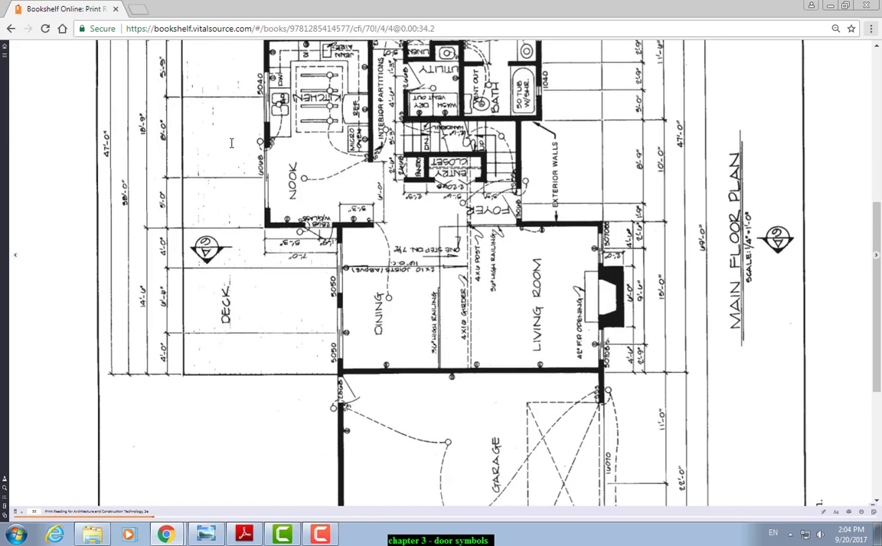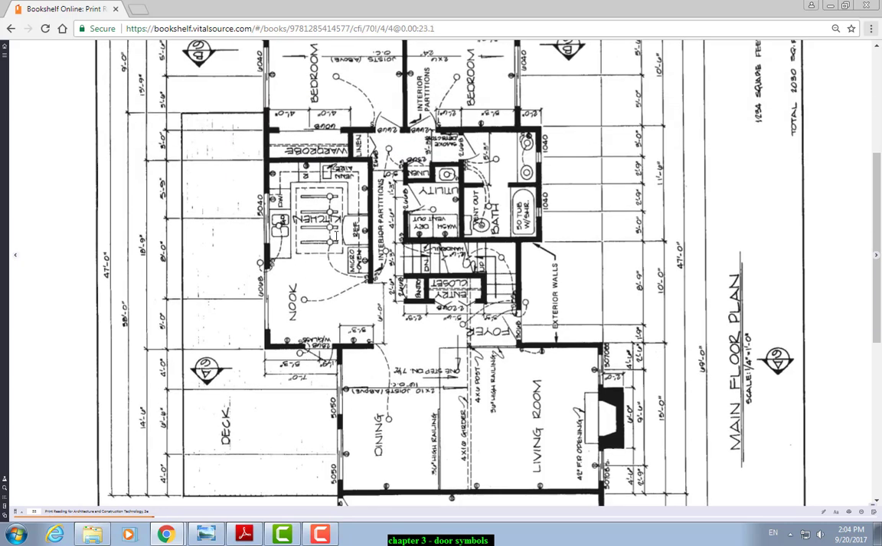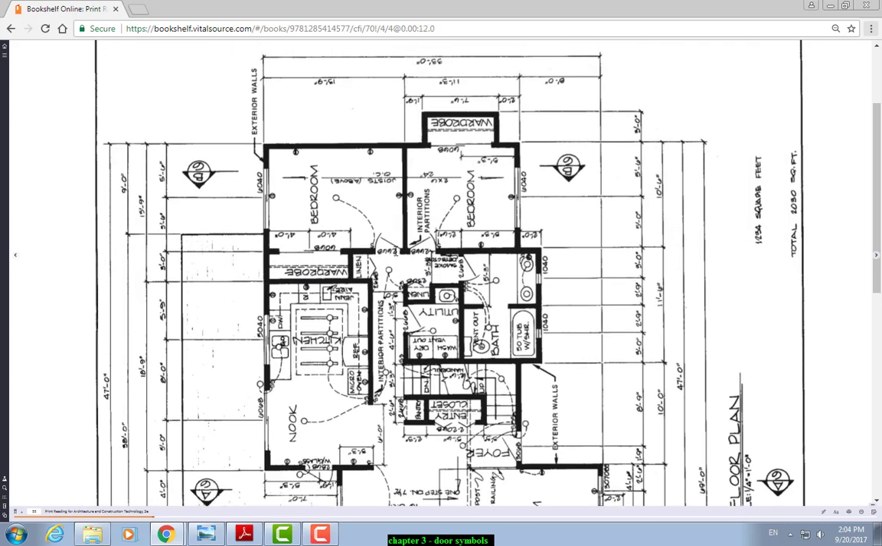Let's see, this sliding door, 6068. Let's see, this door to get into the bedroom, it's upside down, but it's 2668. Okay, again, in residential projects, more than likely you're gonna have them like this. What that is, it's telling you the size of the door. It's not a dimension, but it's the size of the door.